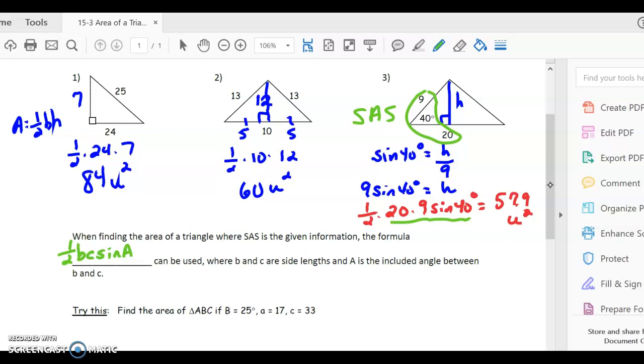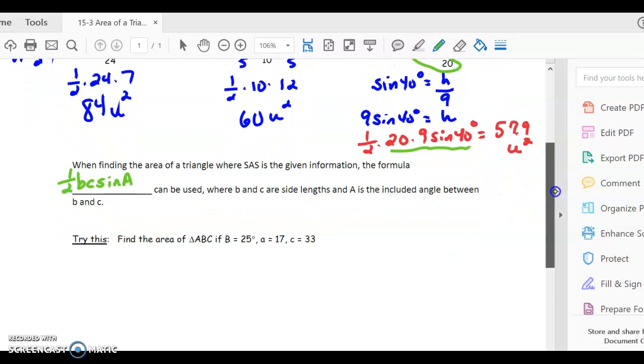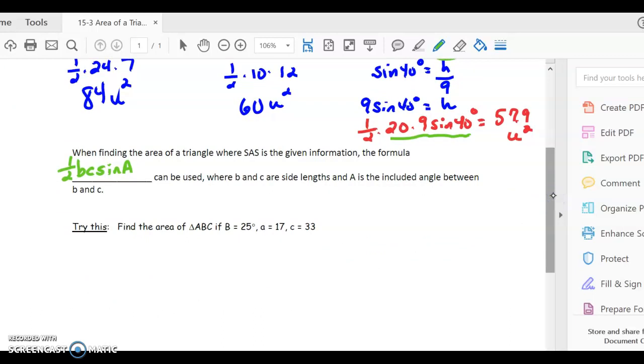Don't get caught up too much in the letters b, c, and A. I just use those to reference basically a side angle side case. So it might be a good idea when you're given a problem to draw the triangle out. So you have a triangle ABC. B is 25 degrees. Little a is 17. And little c is 33. If you need to help visualize it, you can see that it is side angle side.